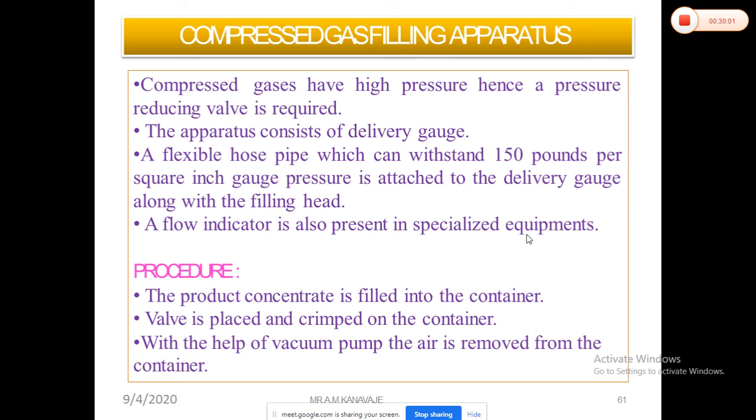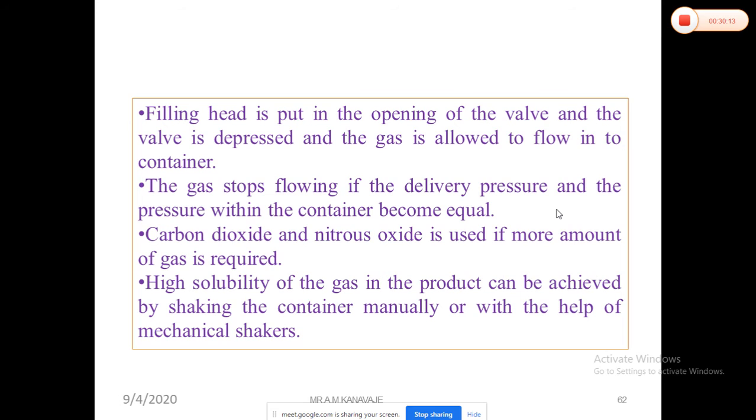Here the procedure is very simple. The product concentrate is filled into the container, then the valve is placed and clipped to the container, and with the help of the vacuum pump, the excess amount of air is removed from the container. Then the filling head is put into the opening of the valve, the valve is depressed and the gas is allowed to flow into the container. Mostly compressed gas is used as the propellant in this process. The gas stops flowing when the delivery pressure and the pressure in the container become equal, which is similar to the pressure filling method. That's why it is called the compressed gas filling apparatus.